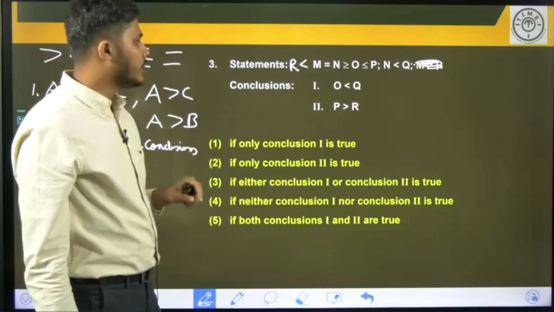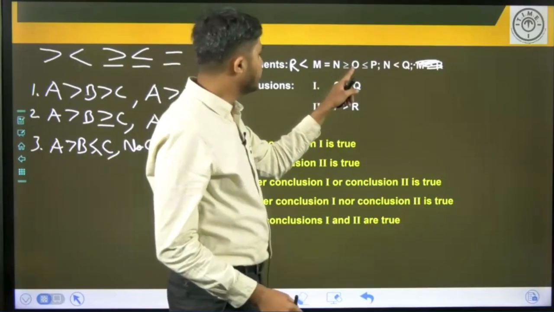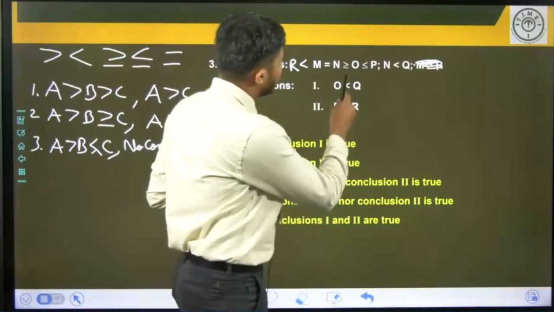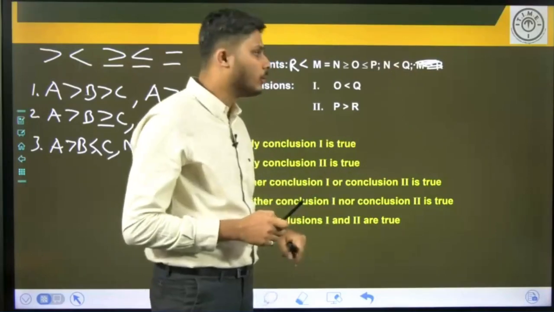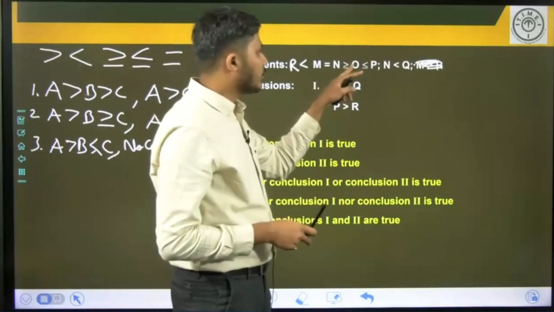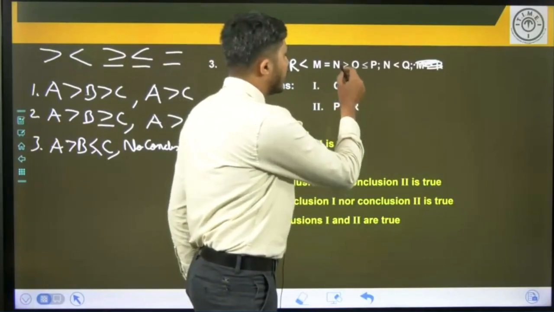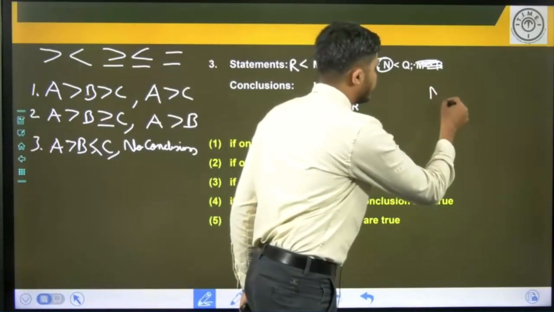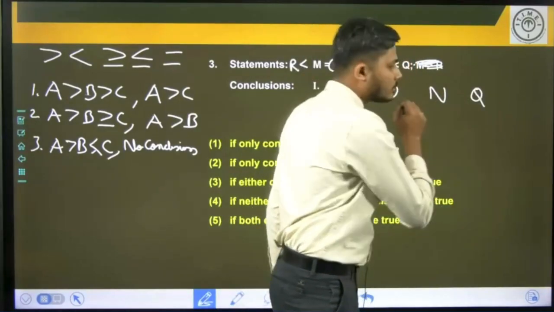The first conclusion here is O is less than Q. O is in the first statement, and in the first statement we know R is less than M, M equals N, N is greater than or equal to O, O is less than or equal to P, and N is less than Q. In the first conclusion, O is less than Q, O is in the first statement and Q is in the second statement, and the common term between them is N. So let's write N in the middle, O at one end and Q at the other end.